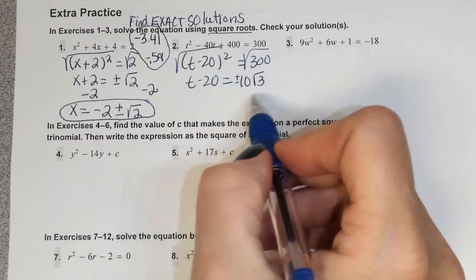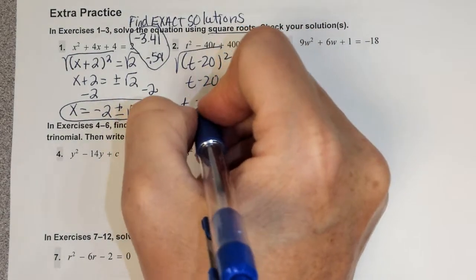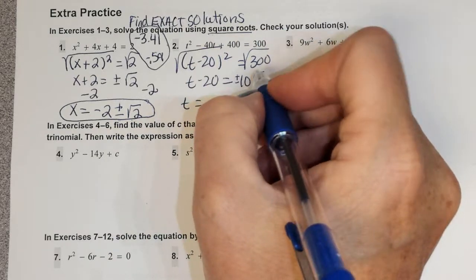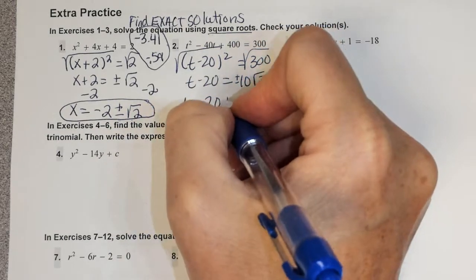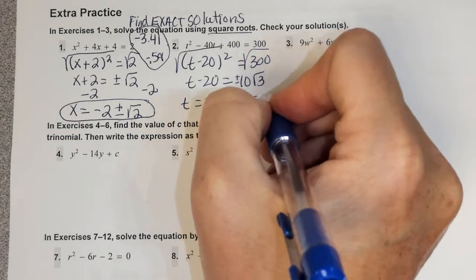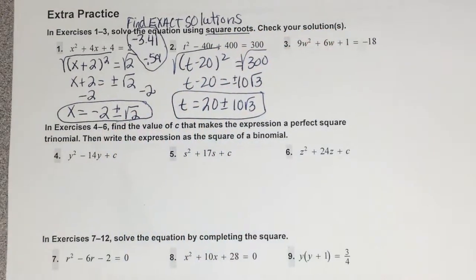Then I want to take my 20 over. Be careful, what's it going to turn into if I take it to the other side? So it's going to be positive 20 plus or minus 10 radical 3. That's going to be our solution.